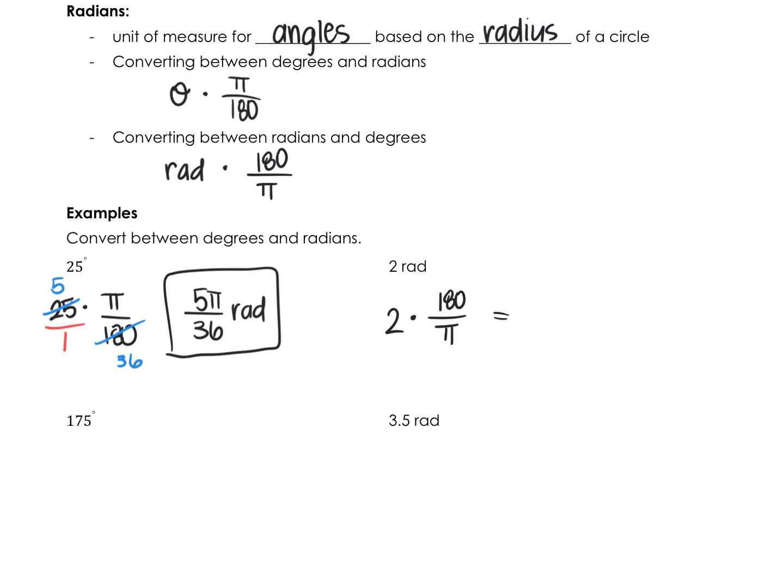So I'm going to do 2 times 180, which is 360, and then I'm going to divide by pi. And I'm going to get 114.6 degrees. Okay. It is important that we indicate our units here. So for radians, the unit is just RAD for radians, and for degrees, you put degrees.